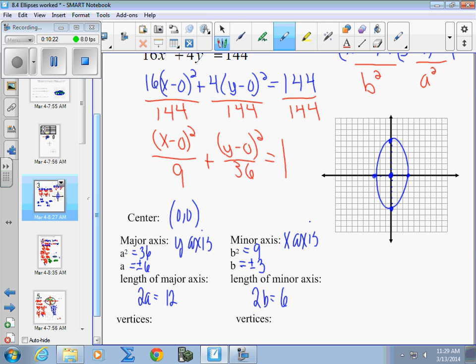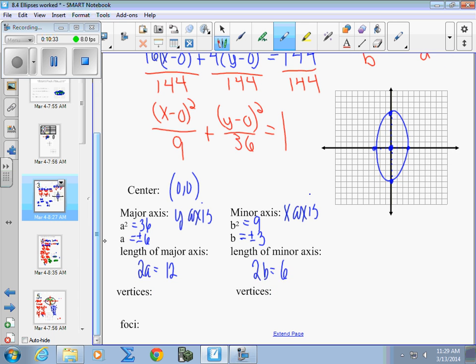We need to add the foci and also get the vertices. Now, obviously, we can look up here and write the vertices down. We went up 6 units, so we have a vertex at 0, 6 and a vertex at 0, -6. We went over 3 units, so we have 3, 0 and -3, 0.